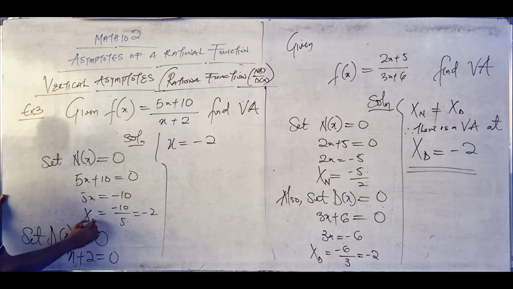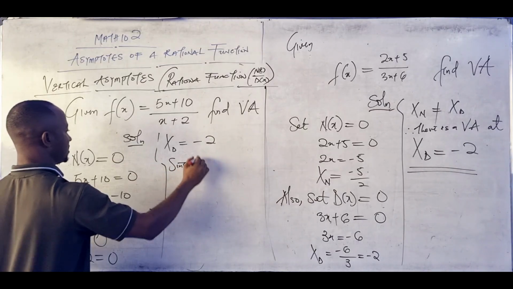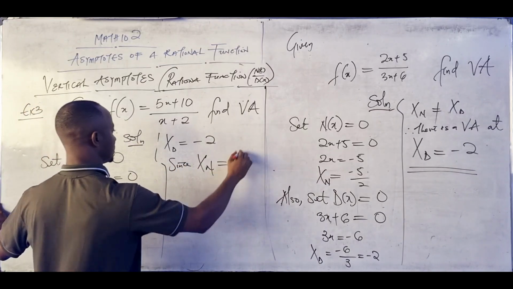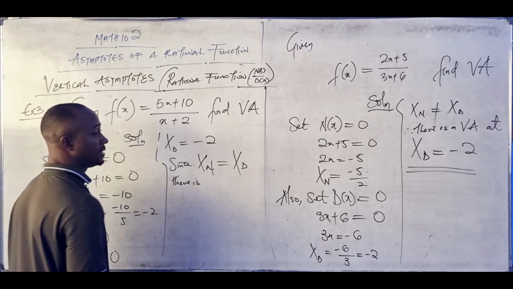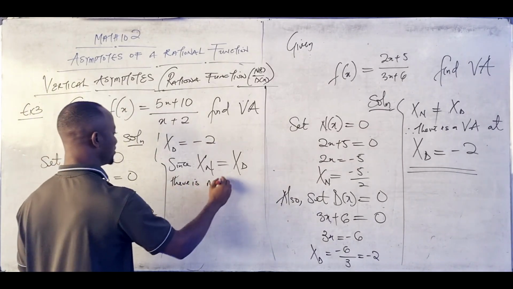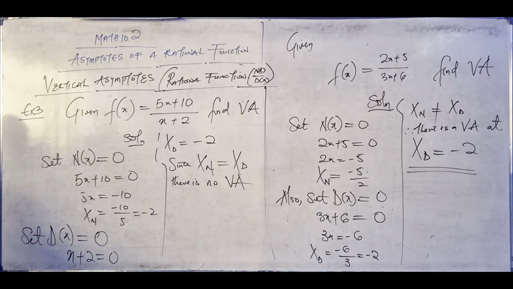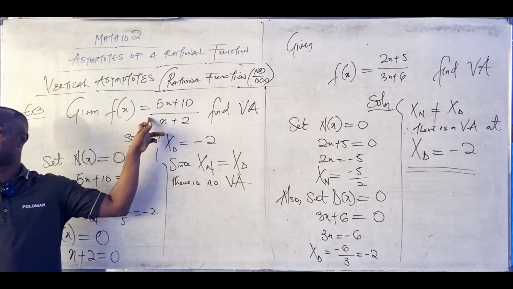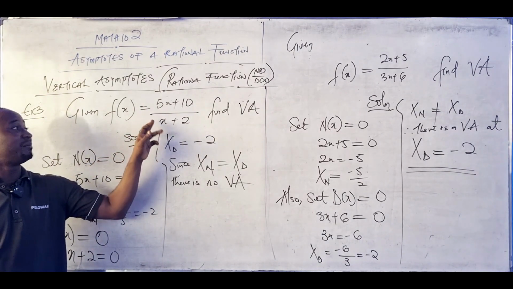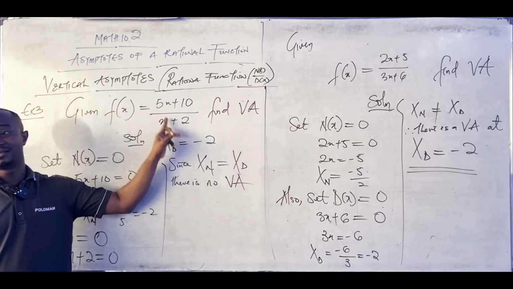Which x is this one? The numerator's. What about this? This is my denominator's x. Since the numerator's x equals the denominator's x, it means there is no vertical asymptote. Do you understand? They are equal. There's no vertical asymptote. That's what it means. But this is very rare to see. That's why I say 90% of your questions are all about setting this equal to 0. It's very rare to see this.